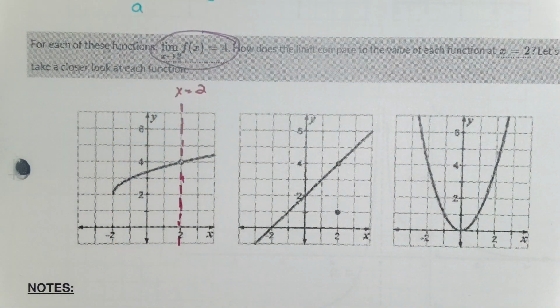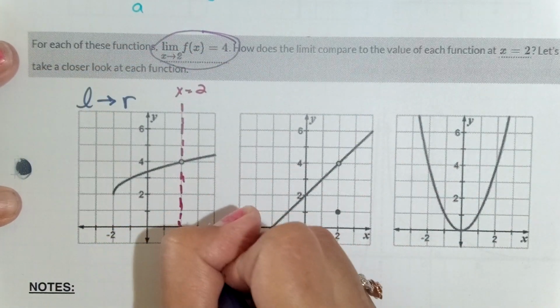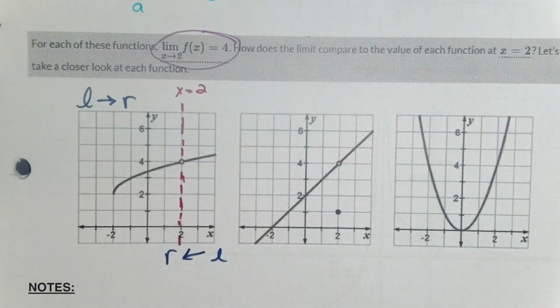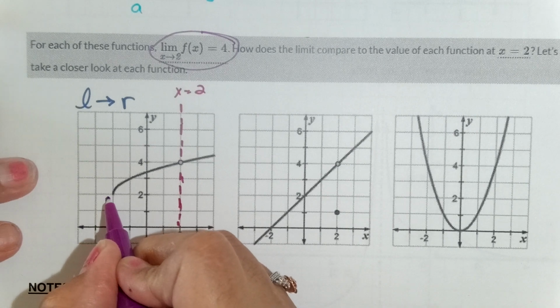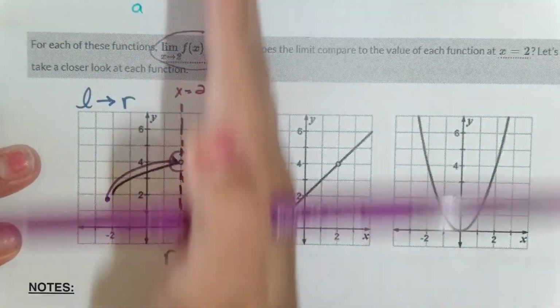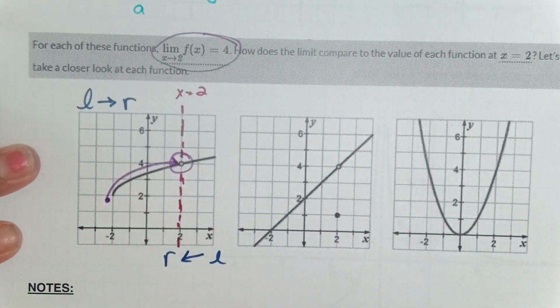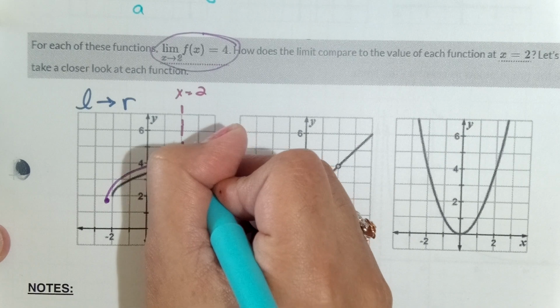In order to find a limit from a graph, you have to go from left to right and then right to left. Because remember, both sides of the graph have to touch that same point, okay? So this is the left side of the graph. I'm going to start at the left side of the graph and go till I get to that point on that x value. And then I'm going to start from the right now and go to the left.